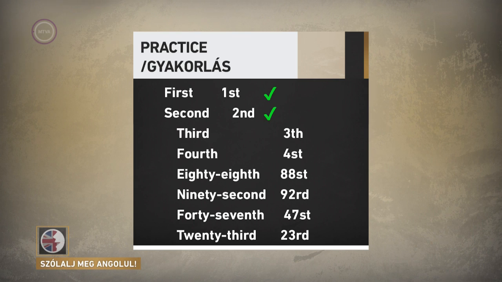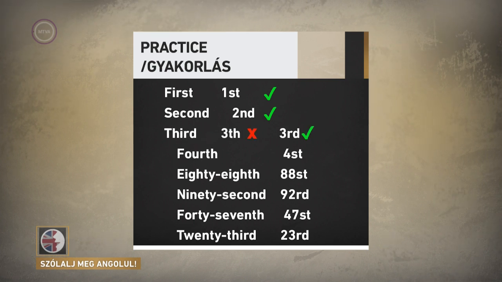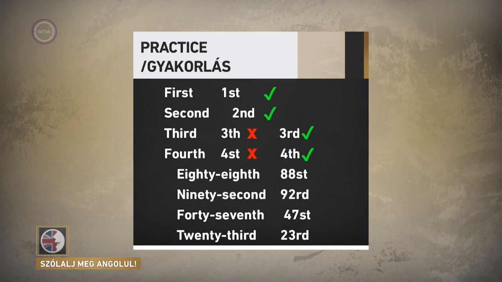Hooray! Okay, next. Now we can see that it's written as 3th, but we know that the last two letters of third are RD. So this one is wrong. The correct answer is 3rd, not 3th. Okay, next. Well, fourth ends in TH, so the correct answer is 4th, not 4rd. And the next one? Well, we know that eighty-eighth ends in TH, so 88rd is wrong. The correct answer is 88th.